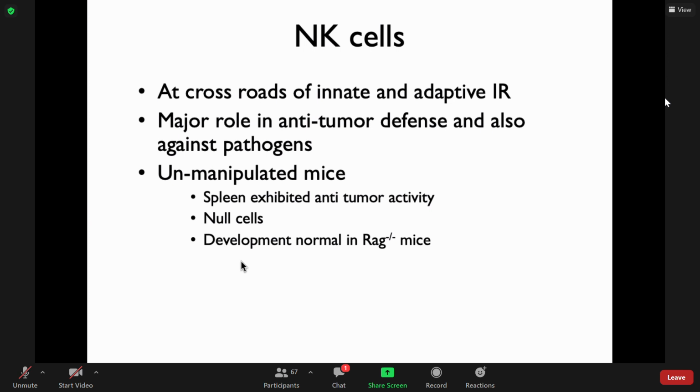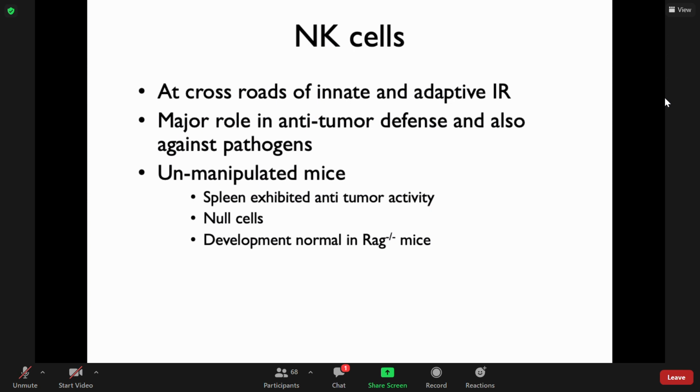Further evidence came from experiments performed in wild type versus RAG1 deficient or RAG2 deficient animals. Now, what is RAG? RAG is an enzyme. The other name is recombination activation gene. This enzyme is required for generating a fully mature form of TCR or BCR.